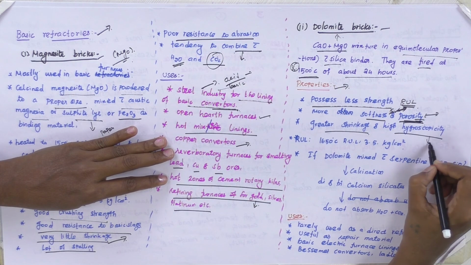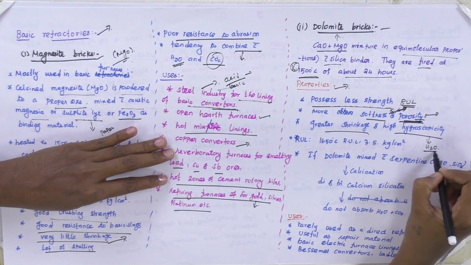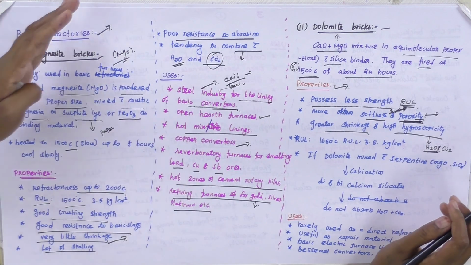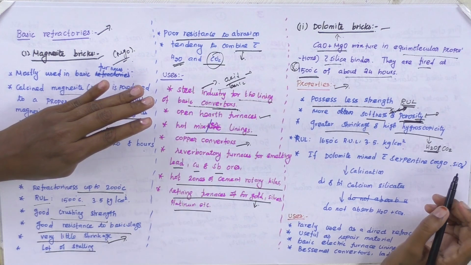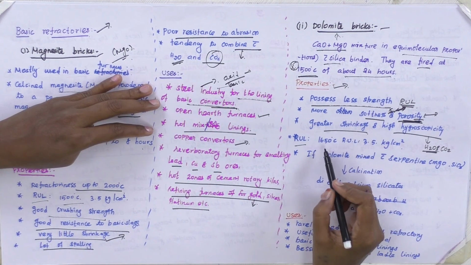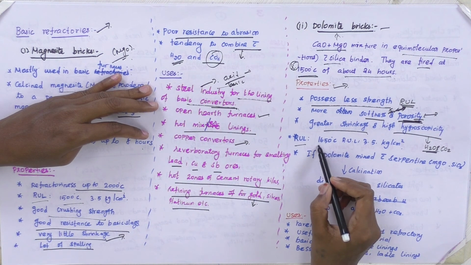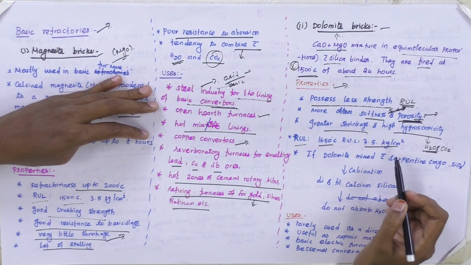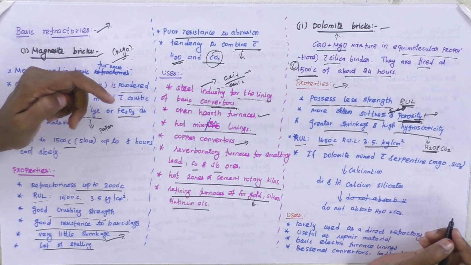hygroscopicity. That means it can react with water and carbon dioxide. So hygroscopicity means it is chemically active, like magnesite bricks. And then the RUL of dolomite, that means the strength of dolomite bricks, is 1650 degrees Celsius when we are applying a load of 3.5 kilogram per centimeter square.